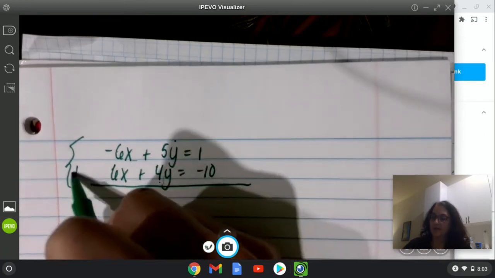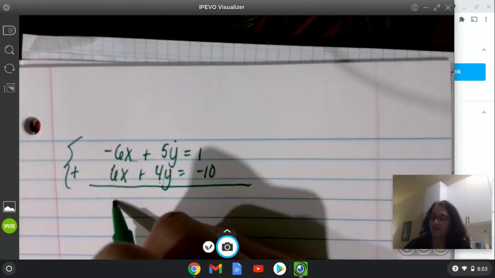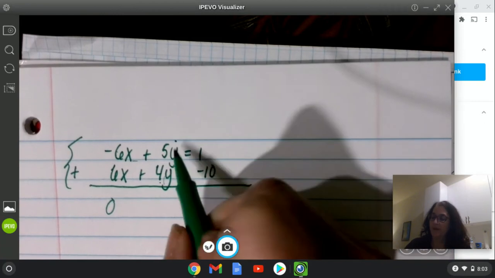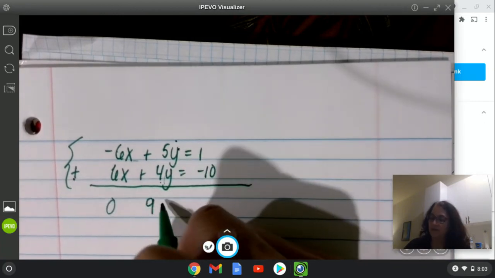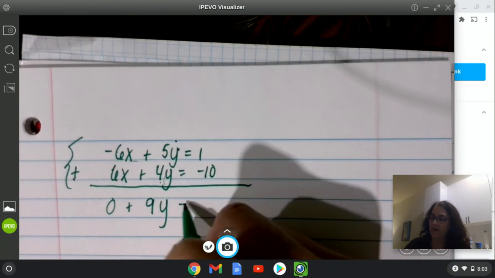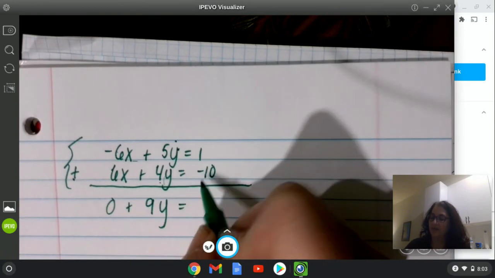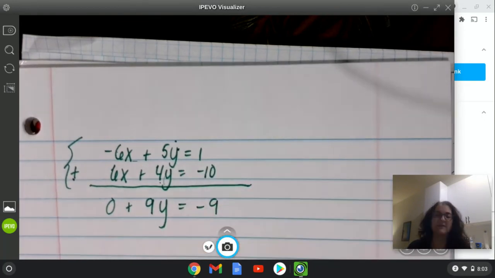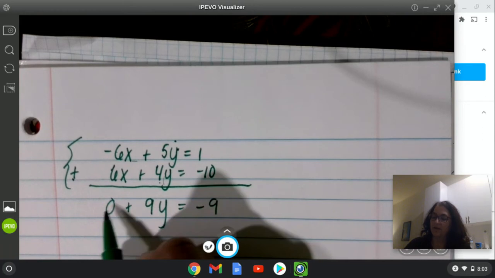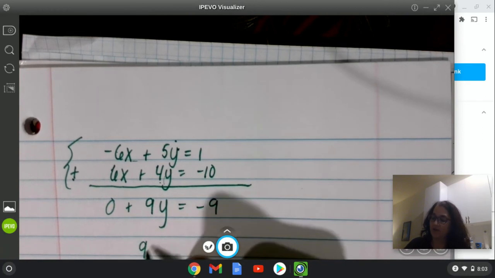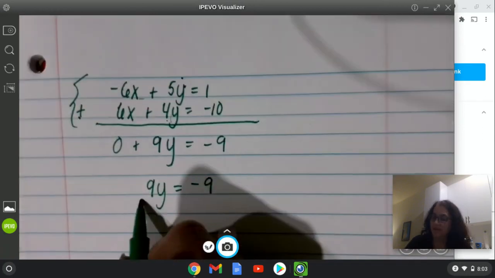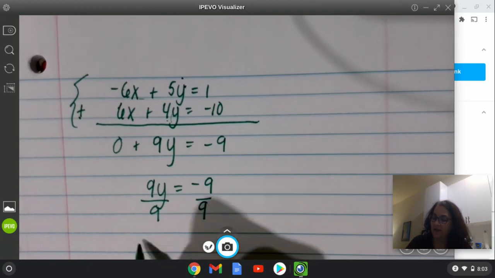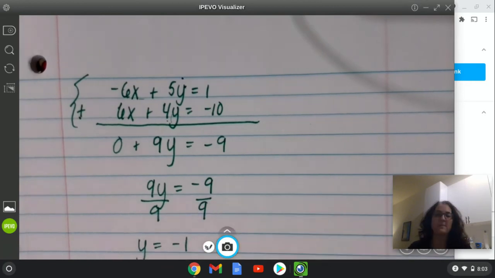So negative 6x plus 6x is 0, so they cancel each other out. And 5y plus 4y is 9y. And 1 plus negative 10 is negative 9. So I really don't need that 0 here, and I just know that 9y would equal negative 9. So now I can divide each side by 9, and I have y equals negative 1.